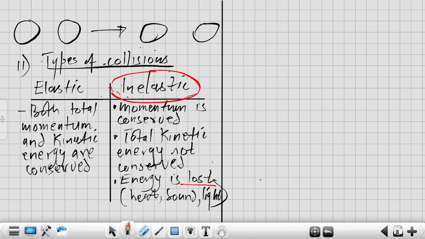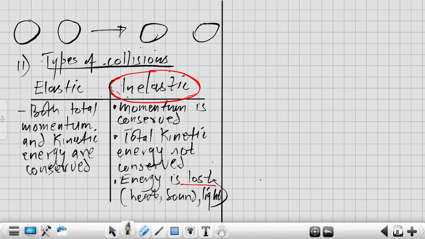You will hear a sound, you will see light, or there will be heat. So somehow a spark when two cars are colliding. So in most cases the majority of our collisions will be inelastic collisions. But remember, you will also be expected to prove whether the collision is inelastic or elastic.